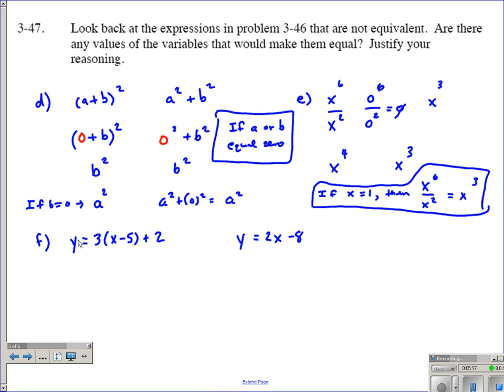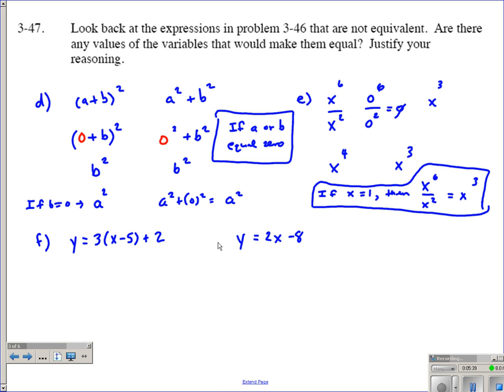The last part is part F. It says y equals 3 times the quantity of x minus 5 plus 2, and y equals 2x minus 8. We already determined that these were not equivalent. Now, both of these are linear equations, and if we want to figure out when they're going to be equivalent, we need to figure out what point these two equations are going to share.